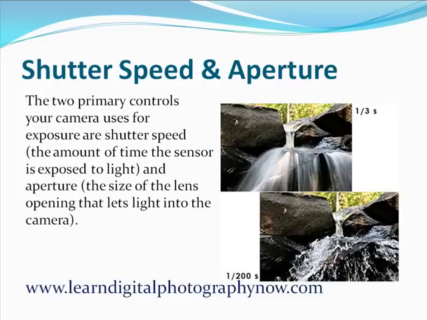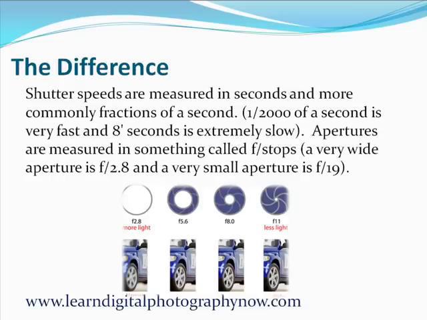The two primary controls that your camera uses for exposure are shutter speed, the amount of time the sensor is exposed to light, and aperture, the size of the lens opening that lets light into the camera. The difference between these two is that shutter speeds are measured in seconds, and more commonly fractions of a second. Apertures are measured in something called f-stops.